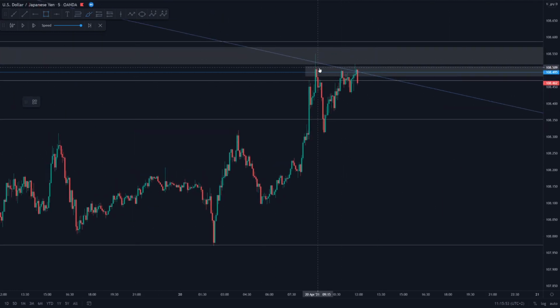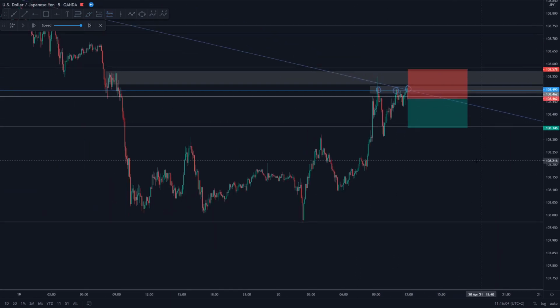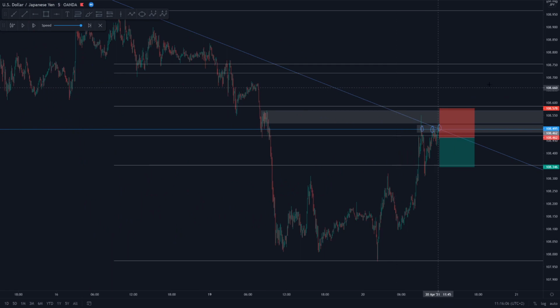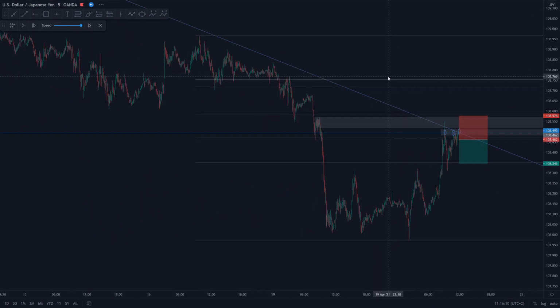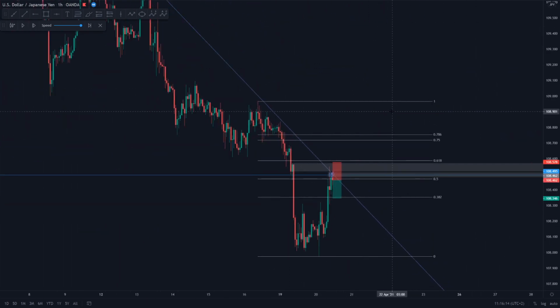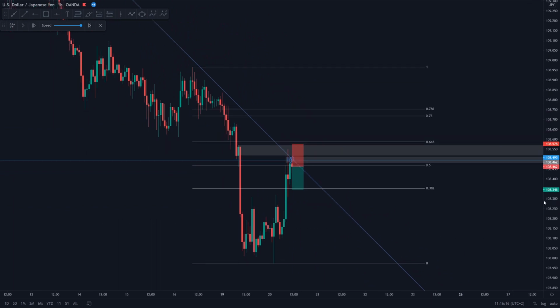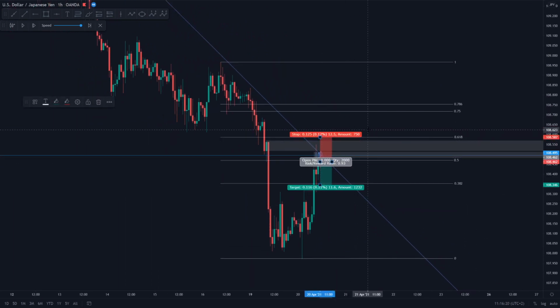So what do I mean with the free touch area of resistance? Well, resistance, resistance, and resistance. And I always love seeing free touch areas of resistance because I know that once we touch something for the third time, it's very likely that it is going to dip. So just like with the third trendline touch, I also like seeing the third touch of areas of support or areas of resistance.